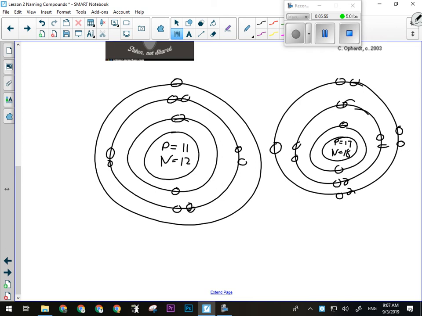So these two get along great, because they each have what the other needs in order to fill their outer shell. Sodium needs a home for 1 electron. Chlorine's got a spot for 1 electron. Perfect. So they form an ionic bond.